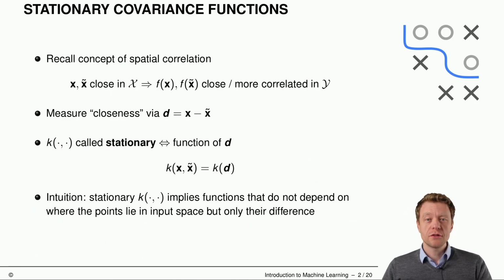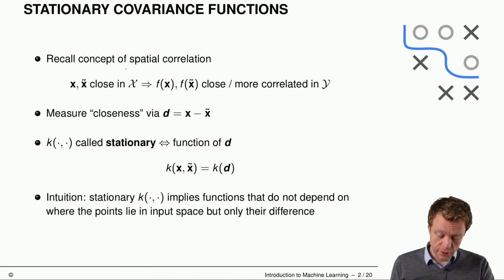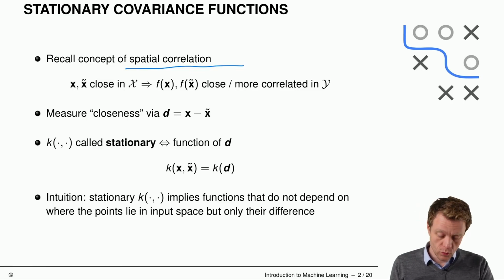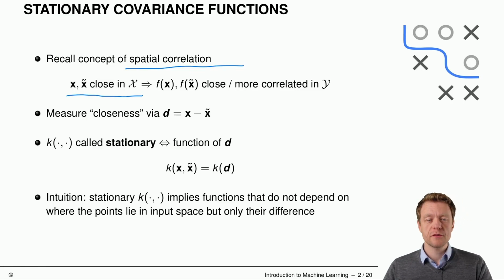But now we want to get some grasp on what these covariance functions do. We will first see an example of a stationary covariance function. Later we'll have different characteristics of covariance functions, but stationarity is the first one we look at. This is very much related to the concept of spatial correlation. So let's say we have two data points in the feature space which are close by some measure, let's say the Euclidean metric. Then we want the function outputs also to be close, right?